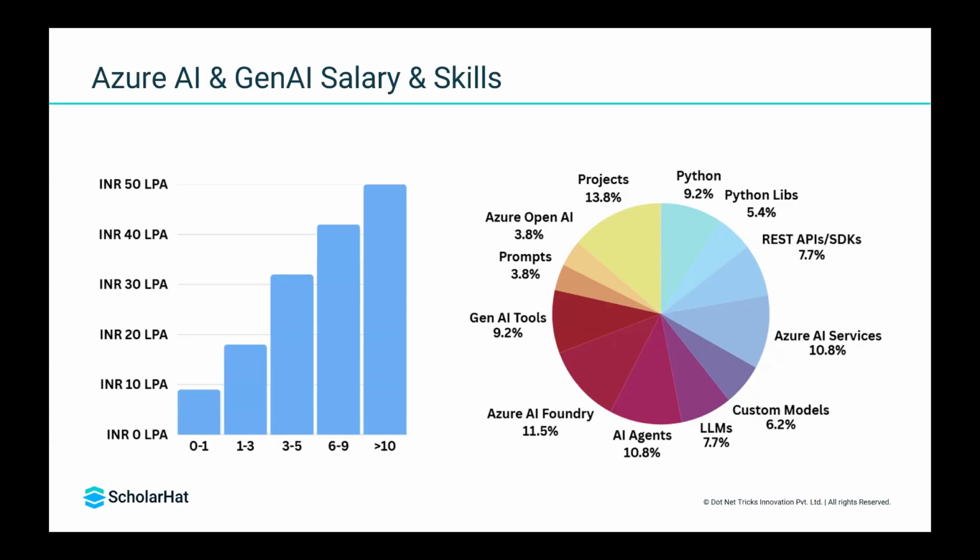To become the Azure AI and Gen AI engineer, you need to know Python, you need to know the Python libraries, you need to know how to build REST APIs in Python. Then we have Azure AI services, custom models, LLMs, AI agents, AI Foundry, Gen AI tools. You need to know about prompts, OpenAI, and of course you need to build projects. So these are the skill set you should have.